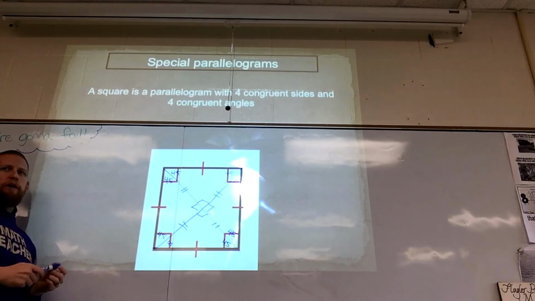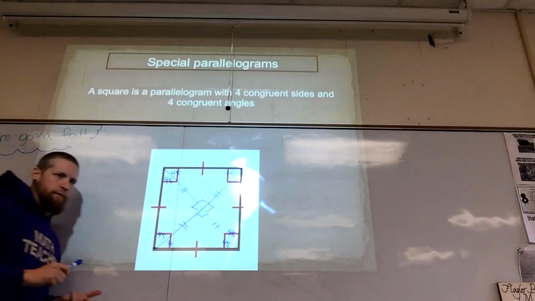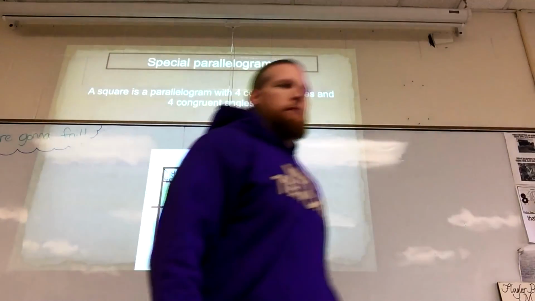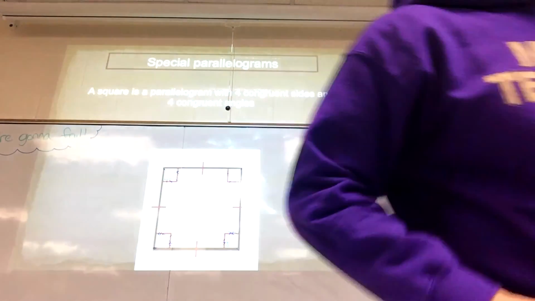So a square is a rectangle, a parallelogram, and a rhombus all at the same time. Squares are great. Why can't I have a square?